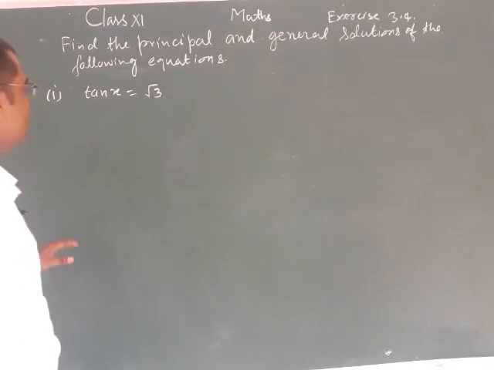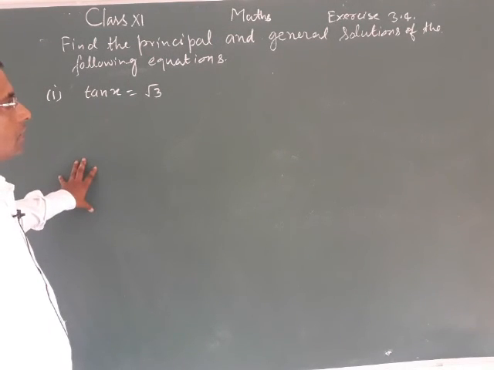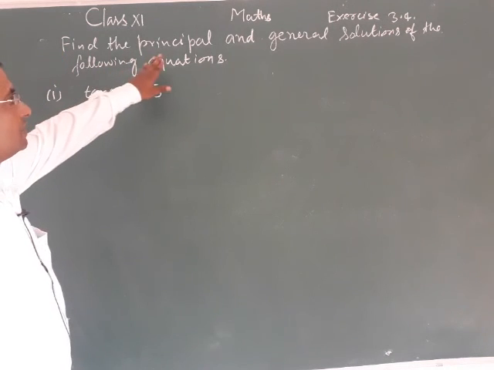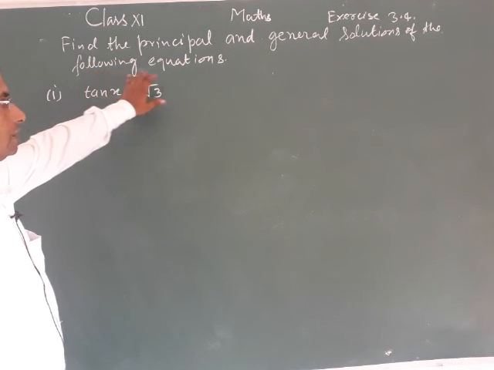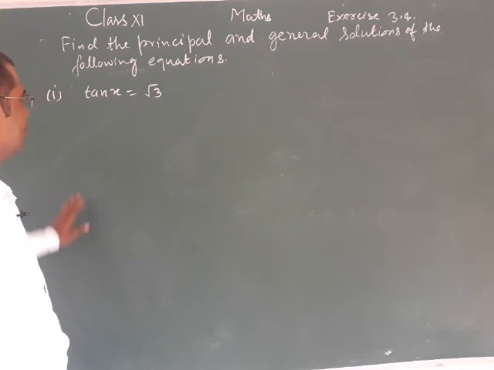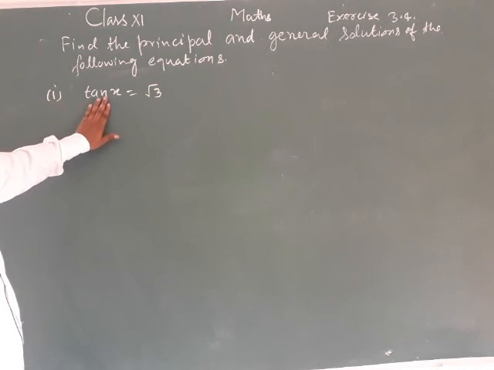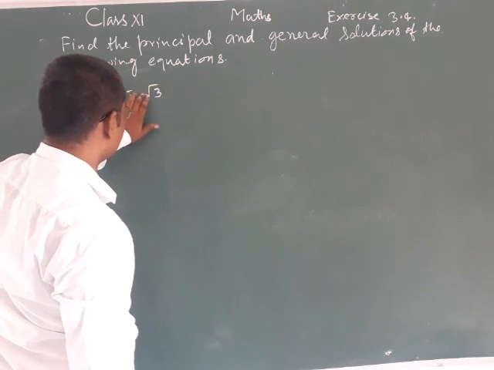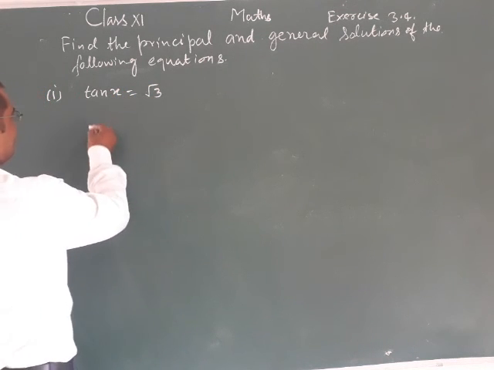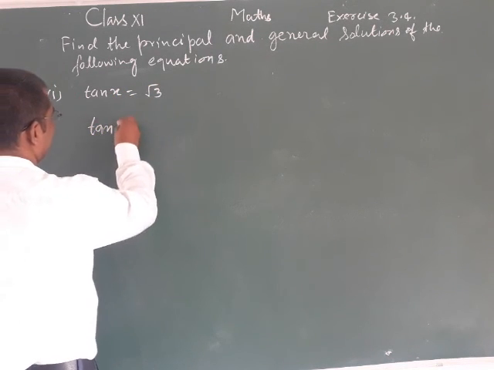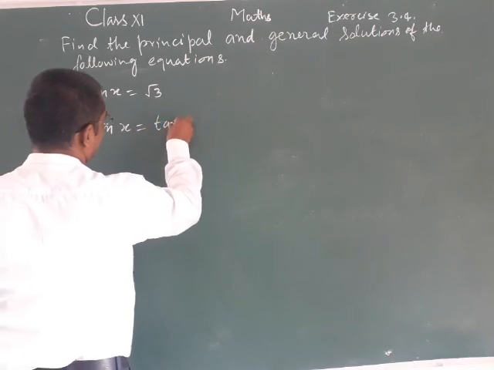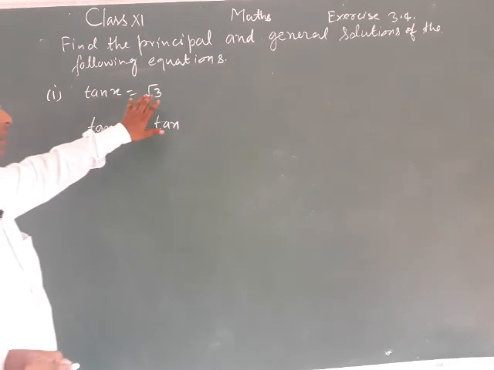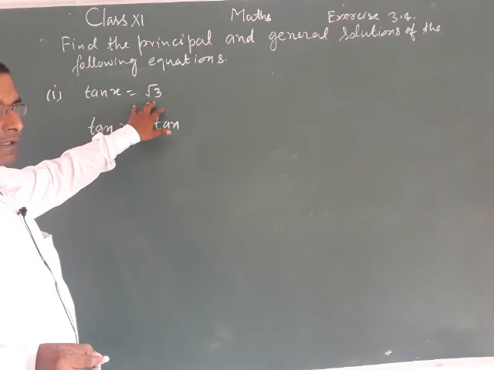According to these formulas, solve exercise 3.4. Find the principal and general solution of the following equations. Question number 1: tan x is equal to root 3. So tan x is equal to tan of the angle whose value is root 3.